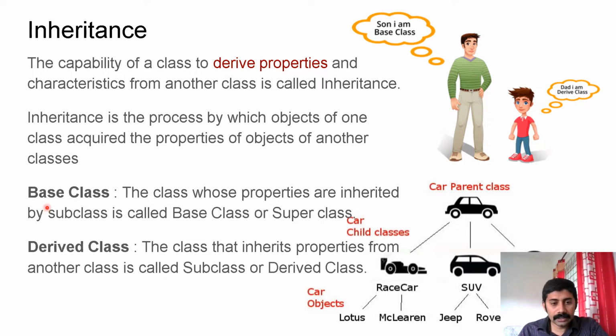The base class, or parent class, is the class whose properties are inherited by a subclass or child class. So base class is called superclass or parent class. All these are referring to the base class. Derived class or child class: the class that inherits properties from another class is called subclass or derived class.